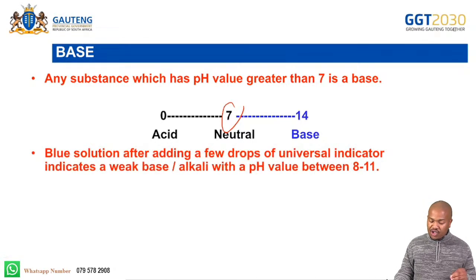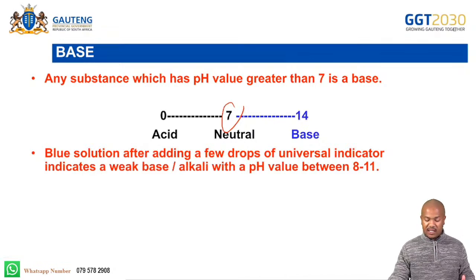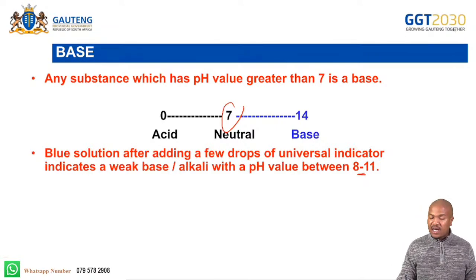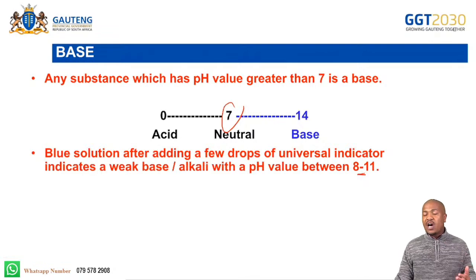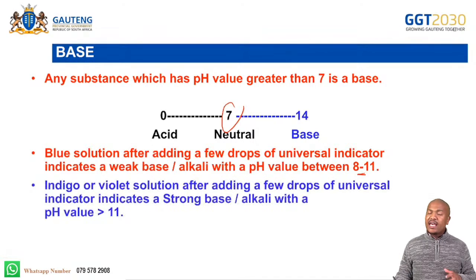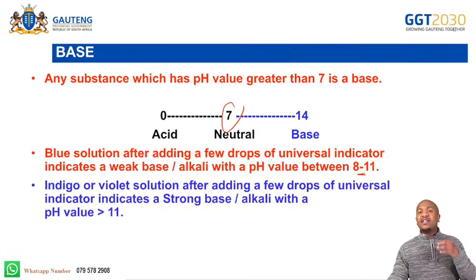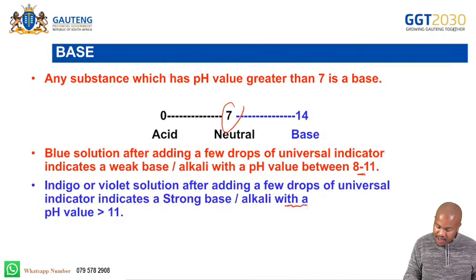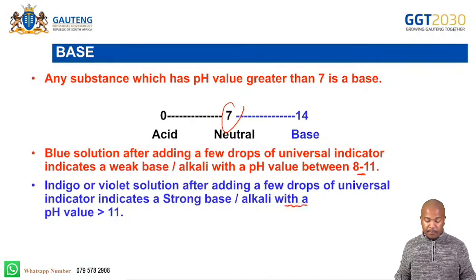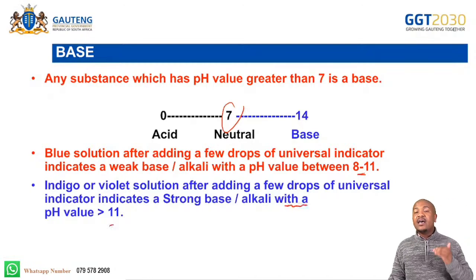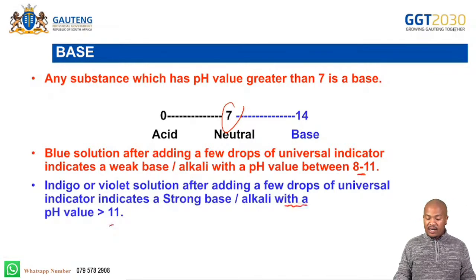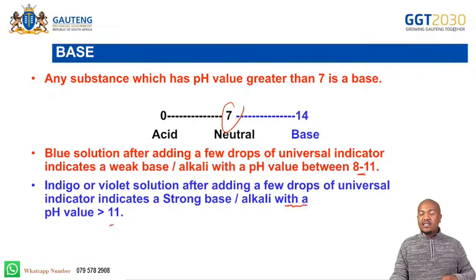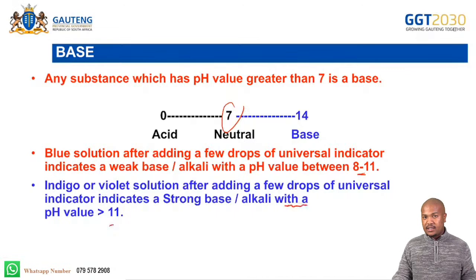So now the blue solution, after adding a few drops of universal indicator, indicates a weak base, with a pH value of between 8 to 11. Those are weak bases. But now, an indigo or violet solution, after adding a few drops of universal indicator, indicates what? A strong base, with the color indigo or violet, and it has a pH value of greater than 11. More than 11. From 11 going forward all the way to 14, that's where we find our strong bases.